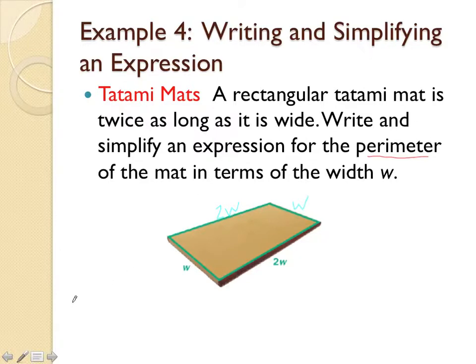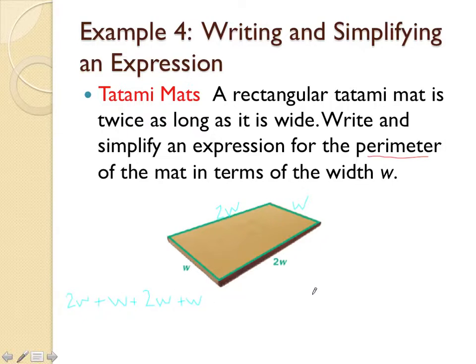one way, and there's more than one way, we could just start at one side, 2W, and continuously add the different sides. So if I start here, 2W plus this side, which is W, plus this side, which is 2W, plus this side, which is W. Okay, so that's one way we could write our expression.